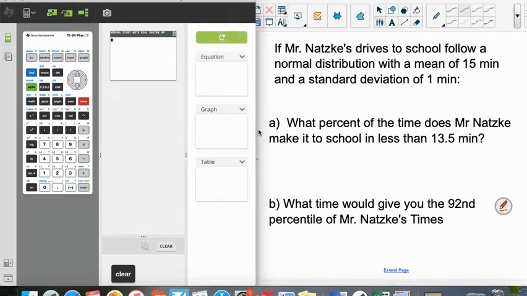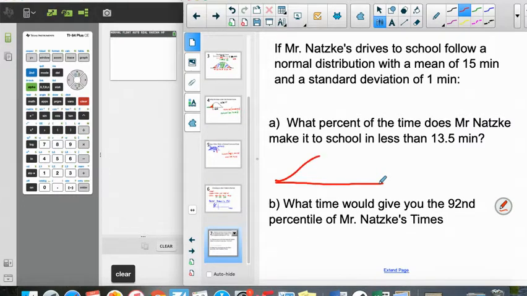First one, we want what percent of the time does Mr. Naske make it to school in less than 13.5 minutes. Whenever you're doing a normal curve problem, draw a picture. So we know the mean is at 15, the standard deviation of 1. So label 13.5, and we want less than that. So that's the area we're looking for.